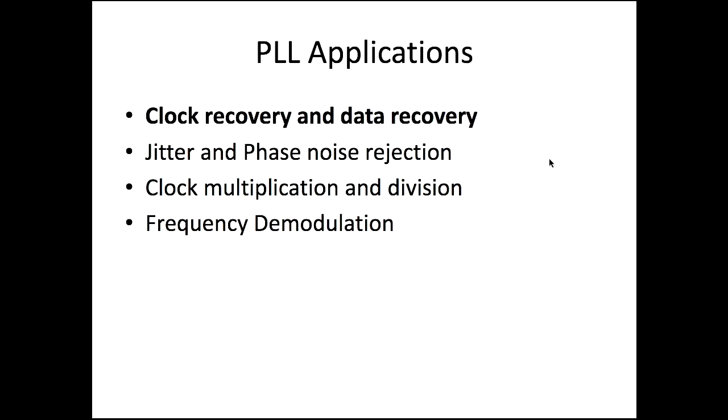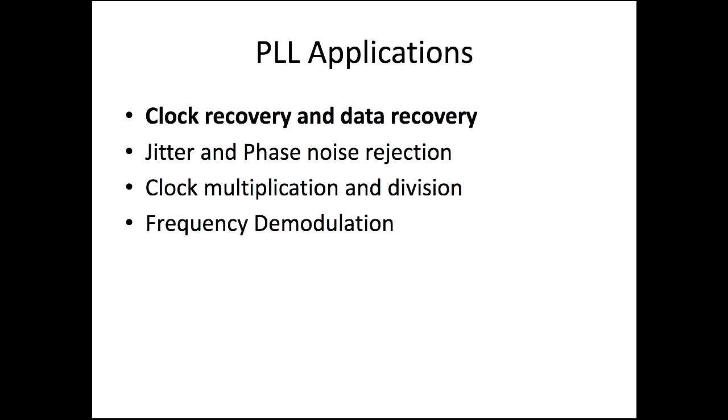So clock recovery and data recovery, jitter and phase noise rejection, clock multiplication and division, and frequency demodulation are the important applications. Some we discussed, and some we don't have to discuss, because jitter and phase noise rejection is a very specific application in some communication circuits. Clock recovery and data recovery is very important. Clock multiplication and division is very important. Frequency demodulation is very important.